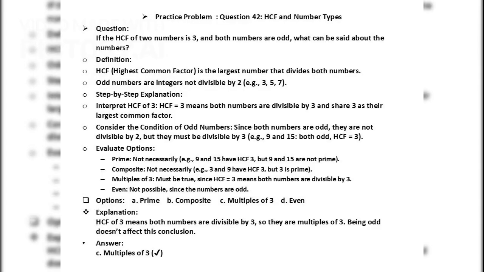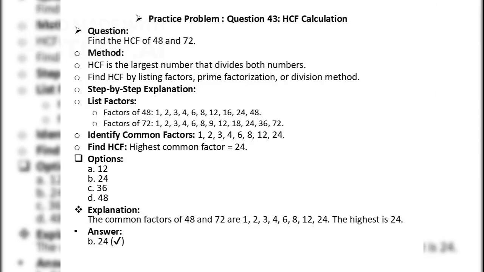Understanding HCF and number types. The highest common factor of two numbers is the largest number that divides both of them. Next, we find the HCF of 48 and 72. We list the factors of both numbers and identify the highest common factor.